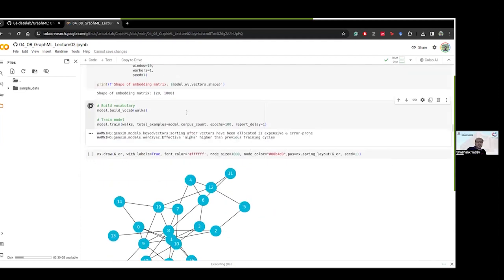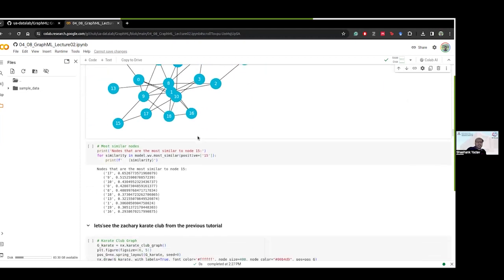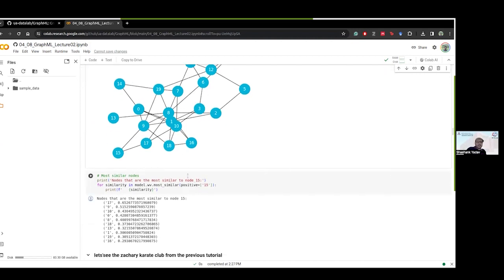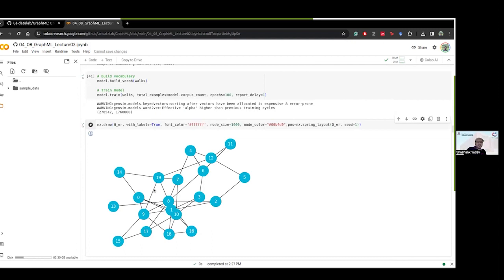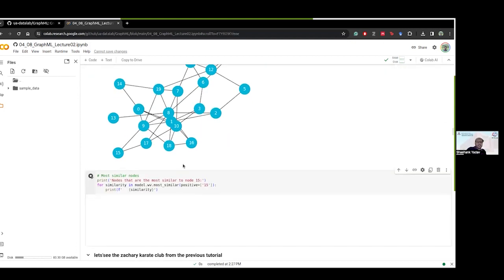Once we train this, the model is trained, and I plot the same Erdős–Rényi graph here. Why did I plot this? Because if we want to know the closest or most similar node to node 15, we can run this. Based on the similarities, and I think they are doing some distance measure at the back end, it runs this most similar.